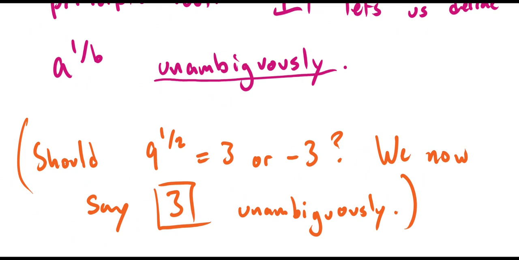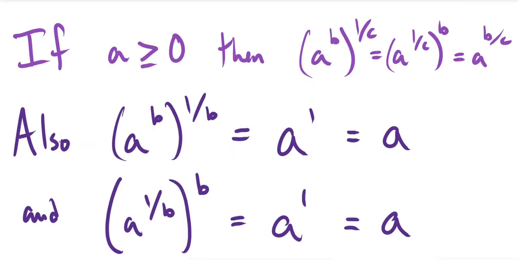So now if I have 9 to the 1/2 power, should this be 3 or -3? We're now going to say that it's the positive value. We're going to say it's 3 unambiguously. If your base is greater than 0, then you can always just unambiguously say that these two things, taking either order you like here because of the commutativity of multiplication, you're going to wind up with this fractional power b over c. And cancellation will always work. If you take something and raise it to its reciprocal power, you will cancel it. This is true if a is a positive real number.